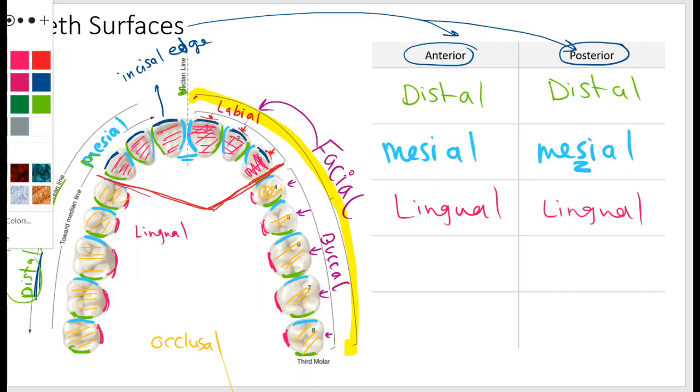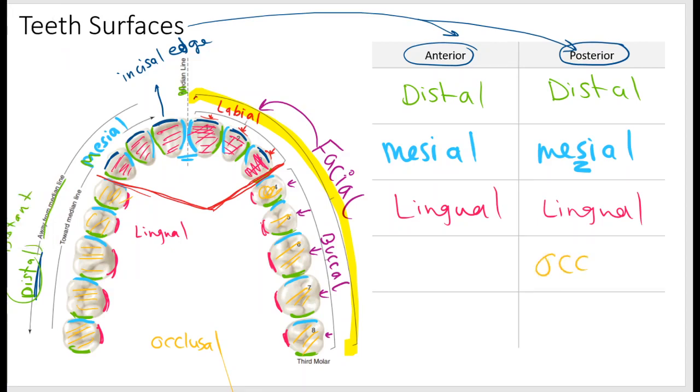Now the only two surfaces that we call differently between the anterior and posterior are the occlusal. So on posterior teeth we call it occlusal, right? But on anterior teeth, what do we call it? We call it incisal. On posterior teeth, we call the surface that is on the outside buccal. We call it buccal, while on the anterior surface, we call it labial.